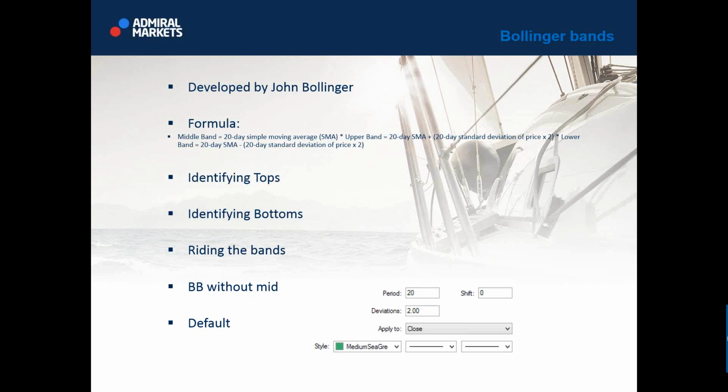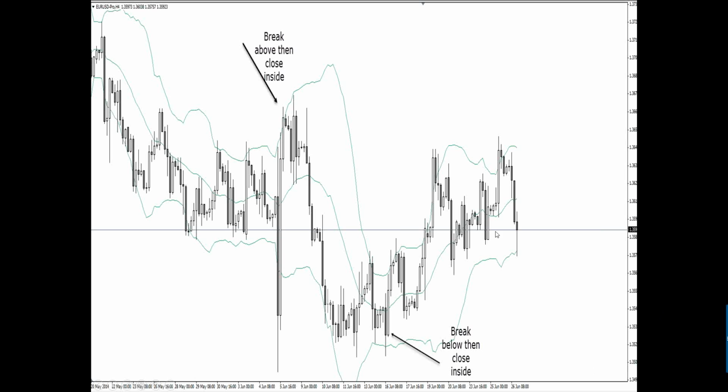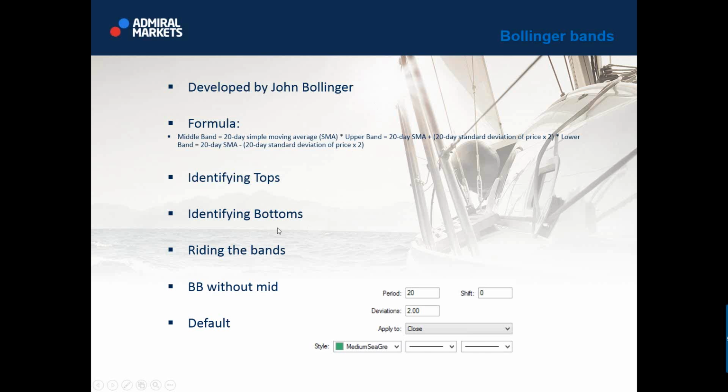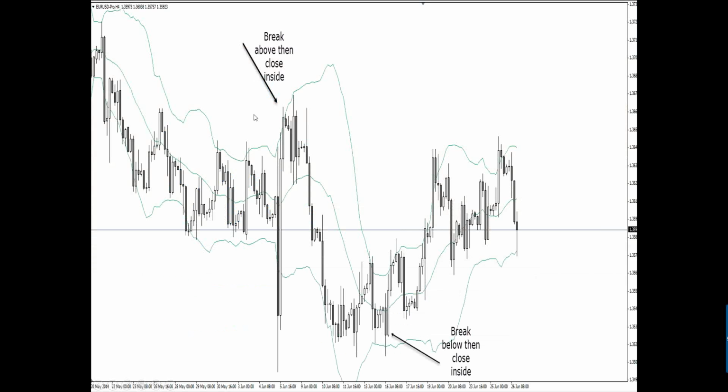Okay, and there is also a version of Bollinger Bands without a middle band. The indicator on MT4 is called Bands, and you can actually hide the middle band so it doesn't show up on MT4 charts. Okay, so this is basically how Bollinger Bands look. And when I said identifying bottoms and tops, this is actually how traders usually do it. Waiting for a break above the bands, then a close inside, and that is usually reserved for counter trend trading.